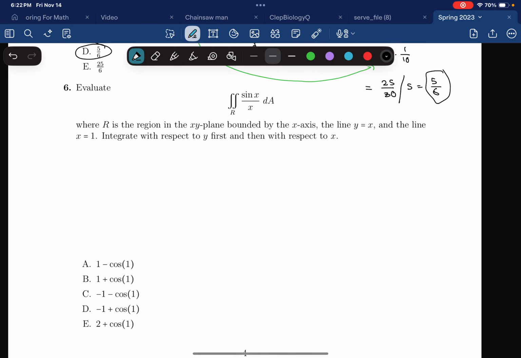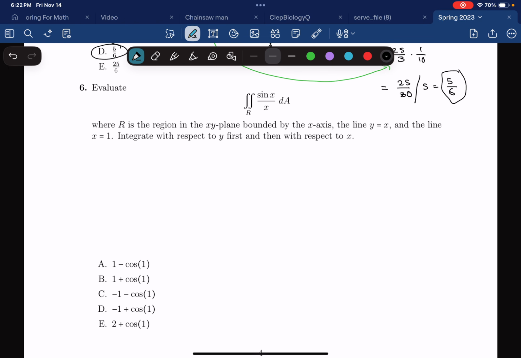Evaluate this double integral of f of xy equals sine x over x dA, where R is the region in the xy plane bound by the x-axis, the line y equals x, and the line x equals 1. So how am I going to evaluate this? If I say the x-axis, that means y is equal to 0. We already know that y is equal to x and that x is equal to 1. So let's draw this out.